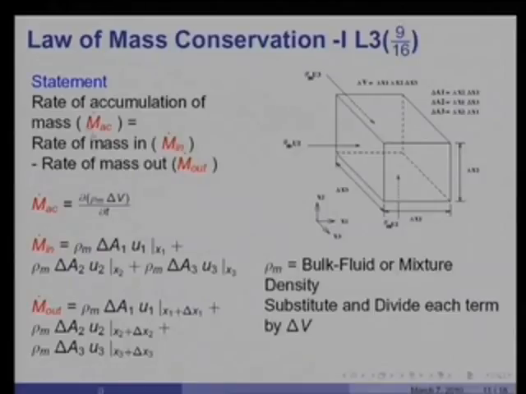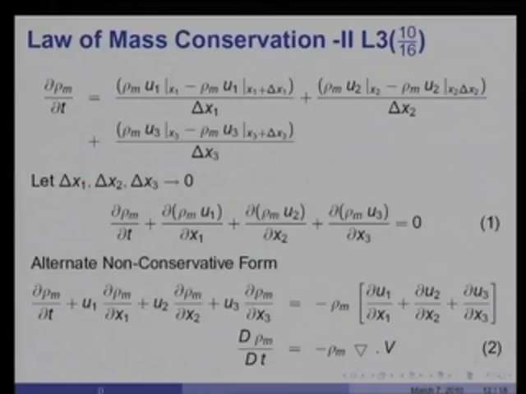So, having replaced the verbal statement with its mathematical form, we divide each term here by volume delta V, which is nothing but delta x1, delta x2 and delta x3. And remember that delta A1 is delta x2 delta x3, delta A2 is equal to delta x1 delta x3, and delta A3 is delta x2 delta x1. Then the law of conservation of mass would read something like this: rho m u1 at x1, which is the mass flux in, minus rho m u1 at x1 plus delta x1, the mass flux out in the x1 direction, divided by delta x1.